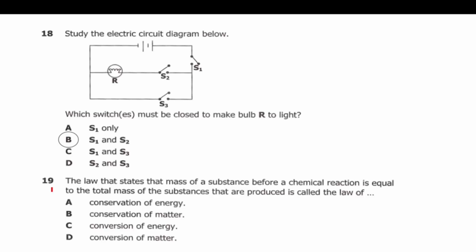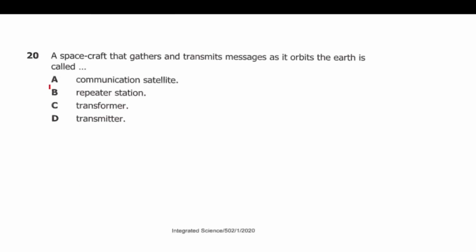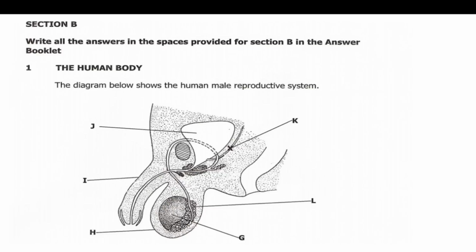Our answer is B. Then 19 reads, the law that states that mass of a substance before a chemical reaction is equal to the mass of the substances that are produced is called the law of conservation of matter. So it is 19. Then 20 reads, a spacecraft that gathers and transmits messages as it orbits the Earth is called, we are supposed to say, communication satellite. Okay, let's continue with section B.